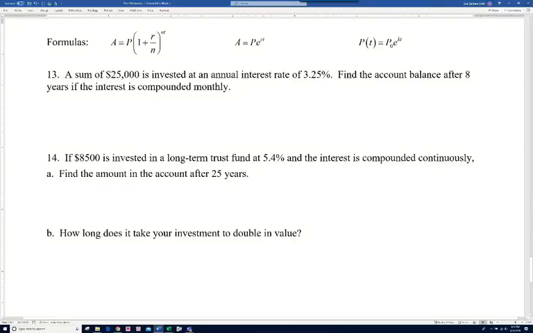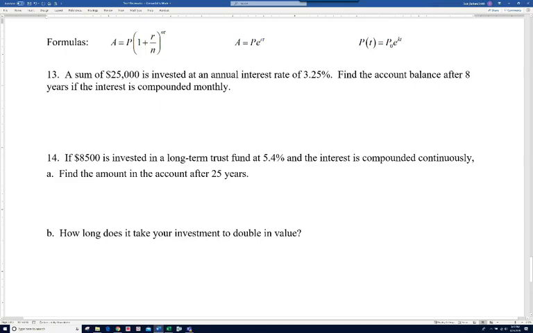Okay, so this will be our last video for the Test 4 review. And these are our application problems. On number 13, it says a sum of $25,000 is invested at an annual interest rate of 3.25%. Find the account balance after 8 years if the interest is compounded monthly.